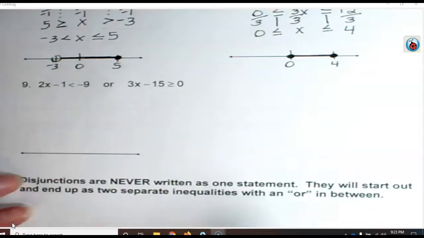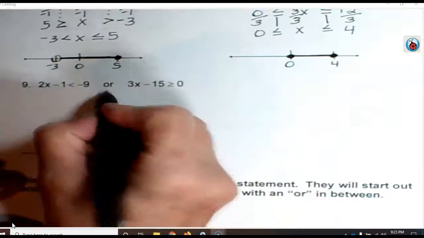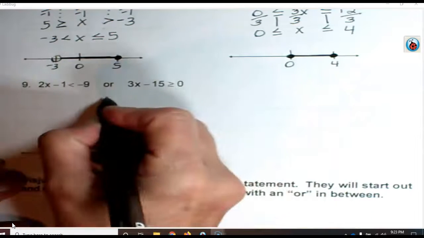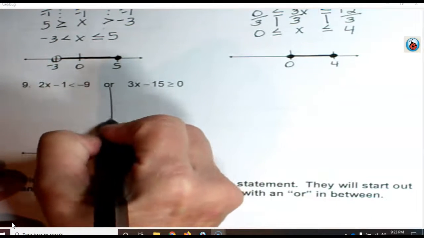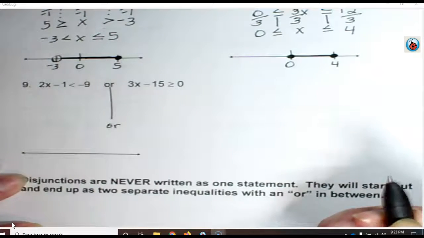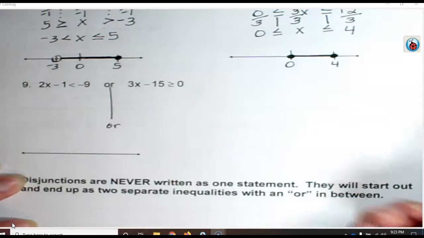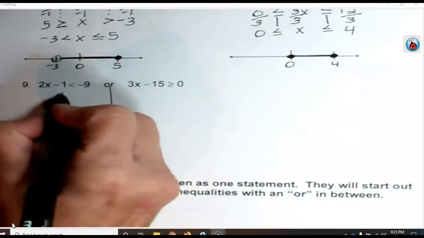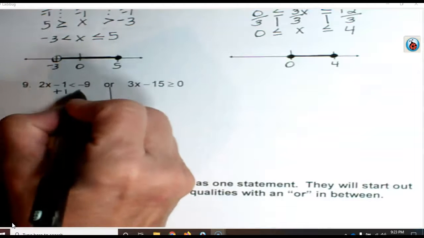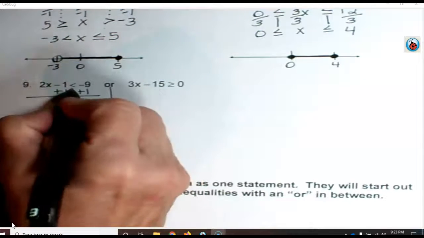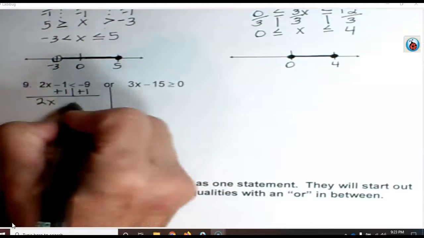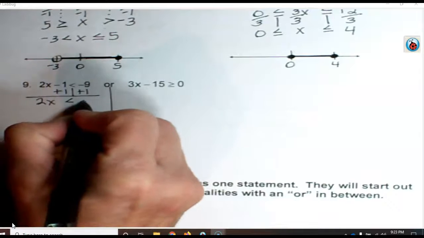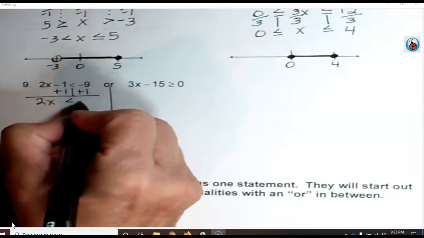Okay, one more example of OR. You notice the OR is right there, so I know my answer is going to have an OR in it. If it starts with the OR, it's going to end up with an OR. All right, here we go. We're going to work this side first and add 1 to both sides. I get 2x is less than -9 plus 1.